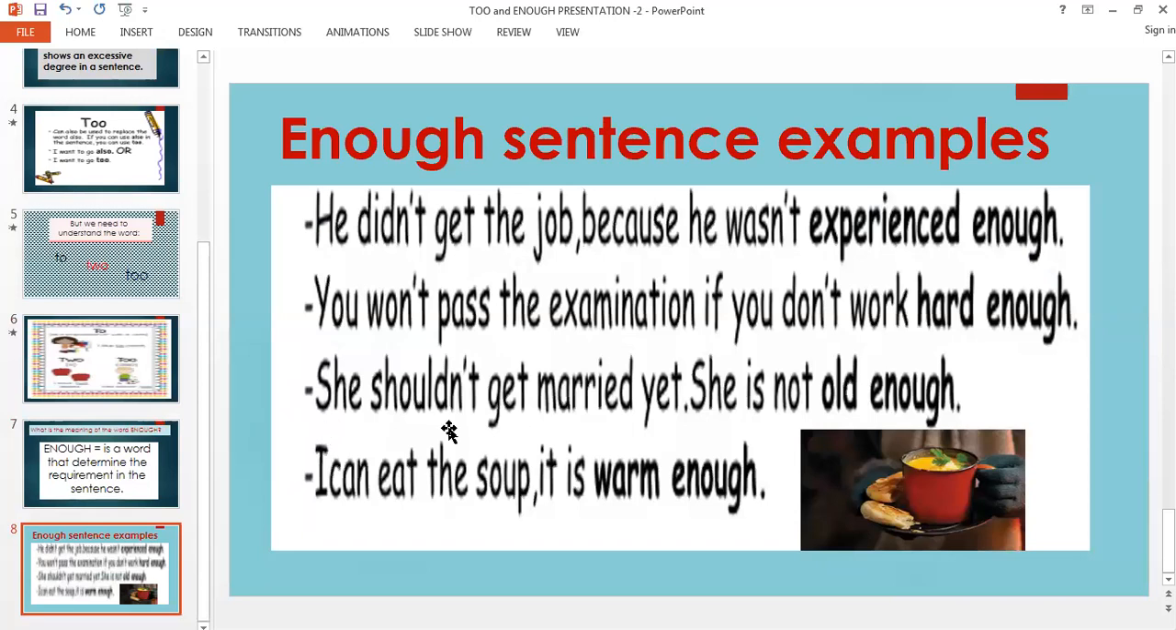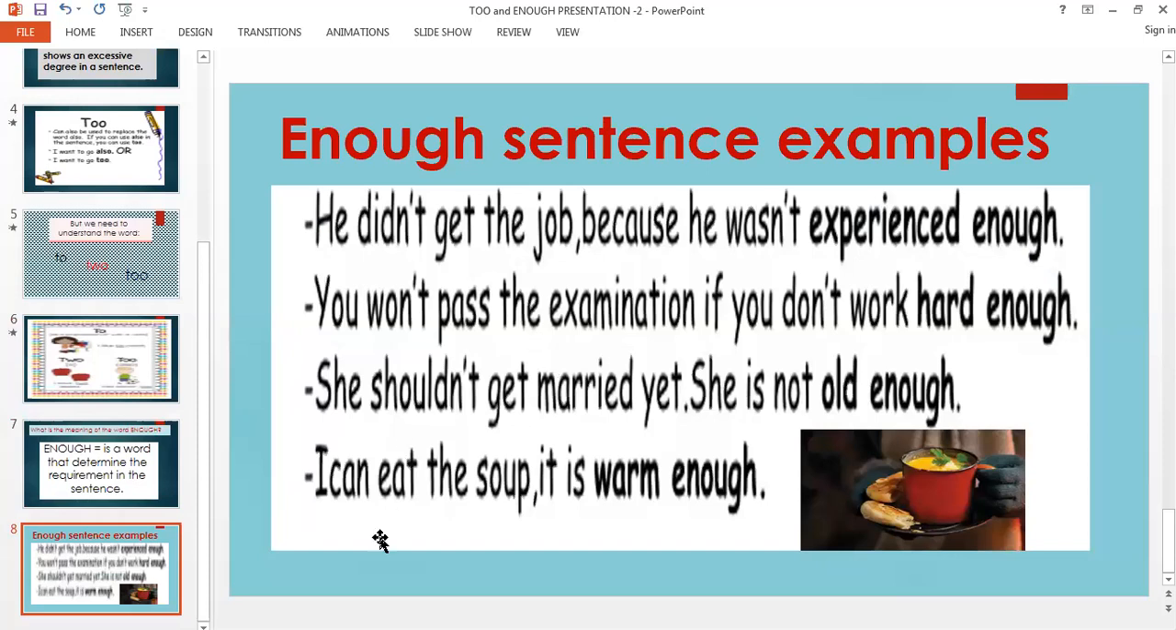Number three: She shouldn't get married yet. She is not old enough. Now, in this sentence, she got married maybe at an early age, and the requirement is not yet met. Because maybe she got married at the early age of 11, 12, 13, or maybe earlier than 18 years old. And the requirement for marrying someone may be 20 years old and above. That is why she is not old enough, meaning this is not enough of a requirement in order for you to get married.